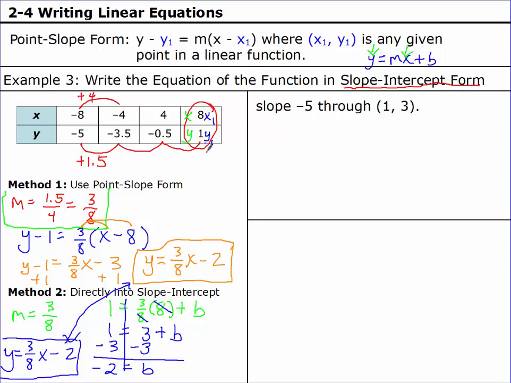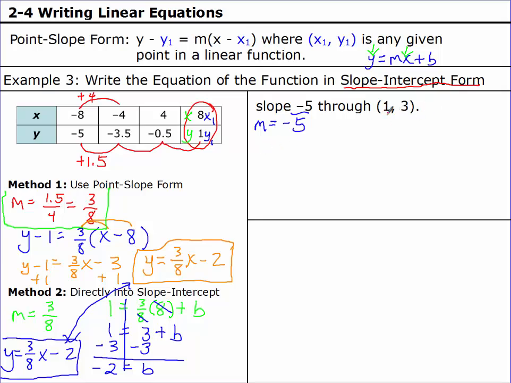Alright, so this is another way to present the problem. They give us the slope, so we already have m. And then they tell us it goes through this point, but this point is not the y-intercept, unfortunately. That would make it really easy. So we have to use one of these methods. My favorite is method 2, so that's the way I do it most of the time.